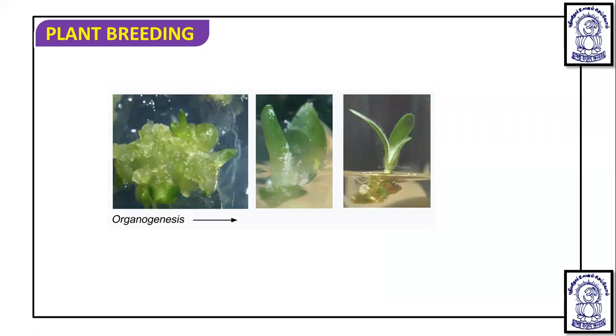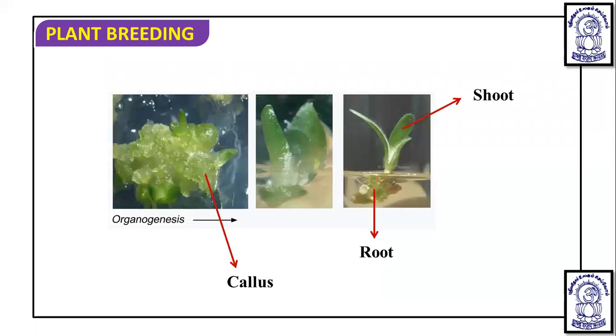In organogenesis, you can see such organs will develop. Initially it is a callus, but later on the organs develop, and shoot and root will be formed. So this is a shoot, and this is a root. This is organogenesis. Now this is callus culture. The second type we discuss here is suspension culture.